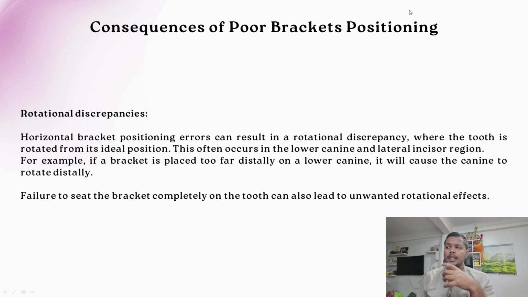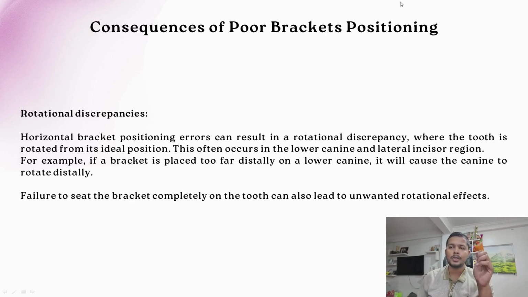It often occurs in the lower canines and lateral incisor region. For example, if the bracket is placed too far distally on the lower canine, it will cause the canine to rotate distally. So it's basic science. It's obvious that we have to place it exactly at the ideal position. Failure to seat the bracket completely on the teeth can also cause unwanted rotational movement.